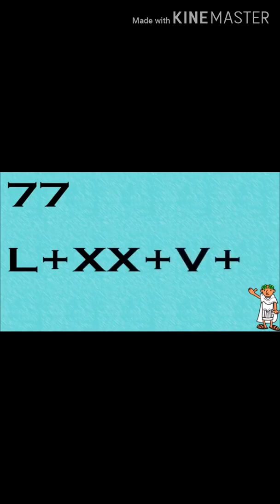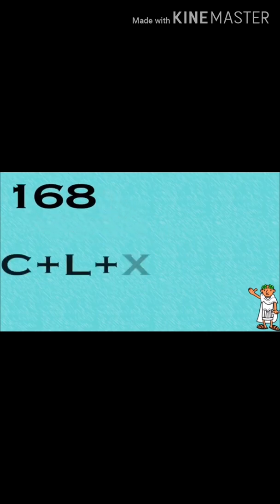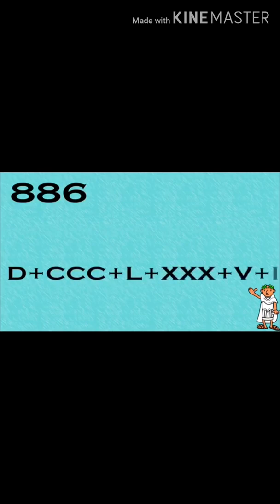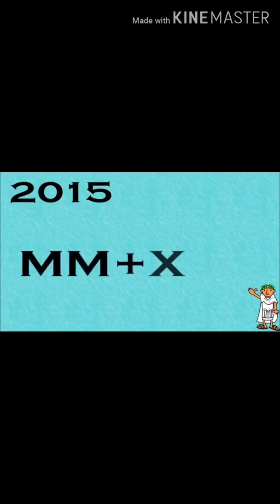77. That's 50 plus 20 plus 5 plus 2. 168. That's 100 plus 50 plus 10 plus 5 plus 3. 886. That's 500 plus 300 plus 50 plus 30 plus 5 plus 1. Now let's try this year, 2015. That's 2000 plus 10 plus 5.